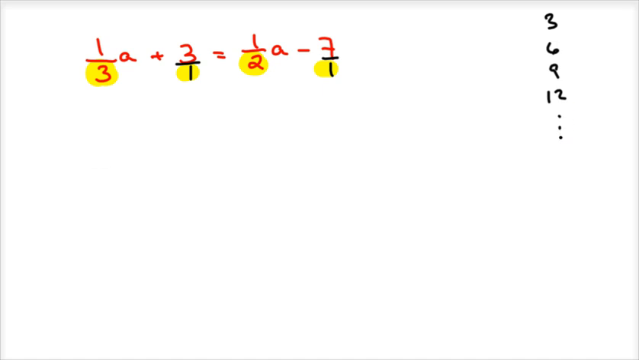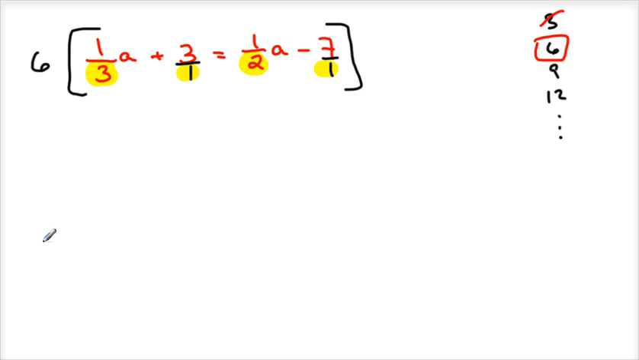What number can I divide into each one of these numbers? I could divide 3 into 3, 1 into 3. I can't divide 2 into 3 evenly, so that goes away. 6: can I divide 3 into 6? Yes. 1 into 6? Yes. 2 into 6? Yes. And 1 into 6. So each one of these numbers will divide into 6 evenly, so I'm going to multiply everything through by 6.